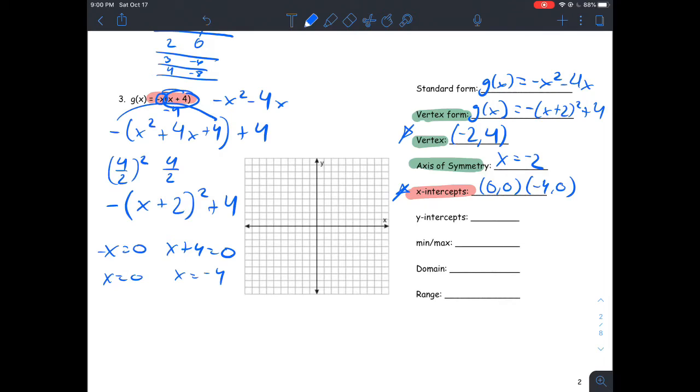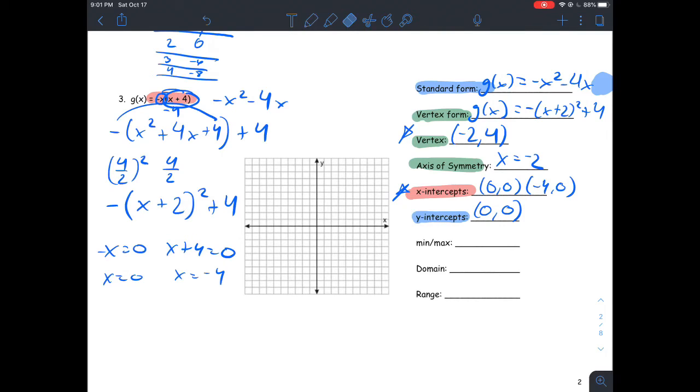Now we've got our y-intercept. If you recall, we get our y-intercept from the standard form of the equation. Now, the y-intercept is equal to c, but guess what? There is no c there, so it's actually 0. If c is not there, that means that it's equal to 0. So our y-intercept is going to be at 0, 0.